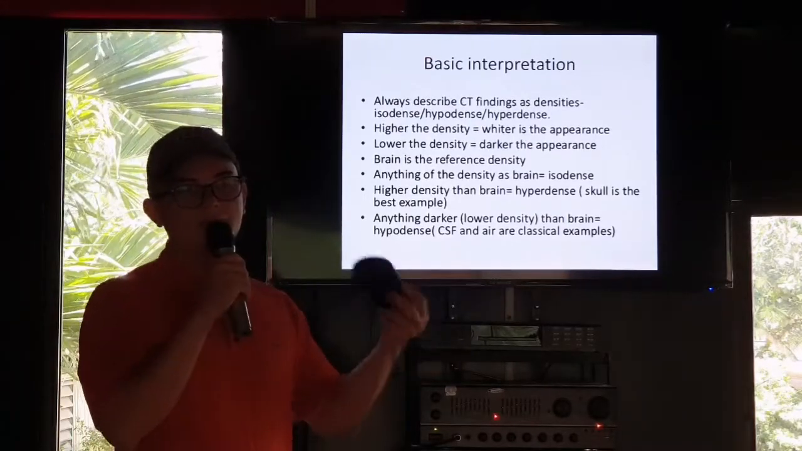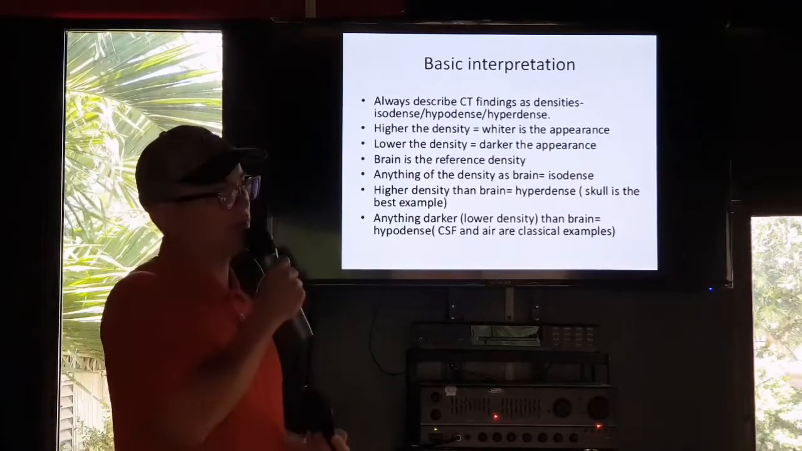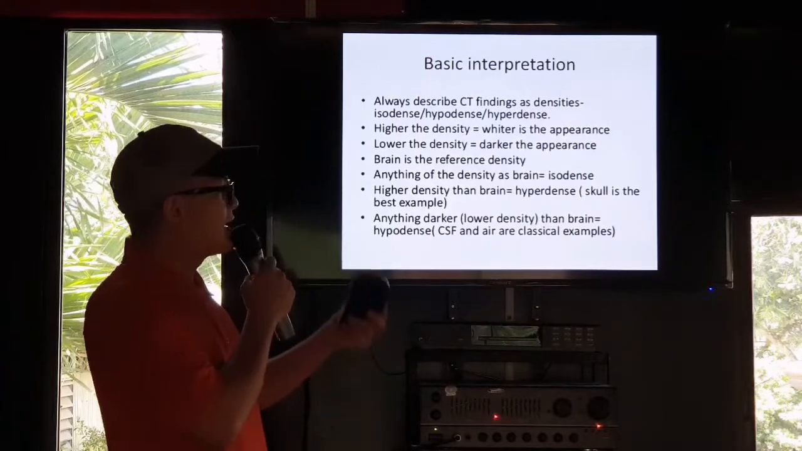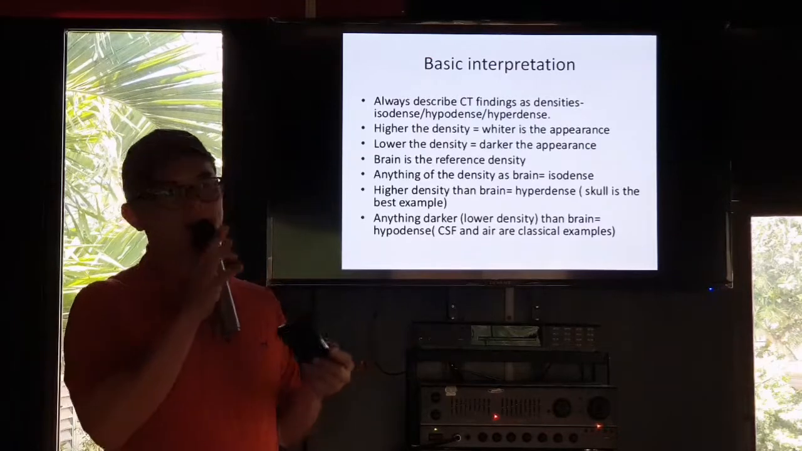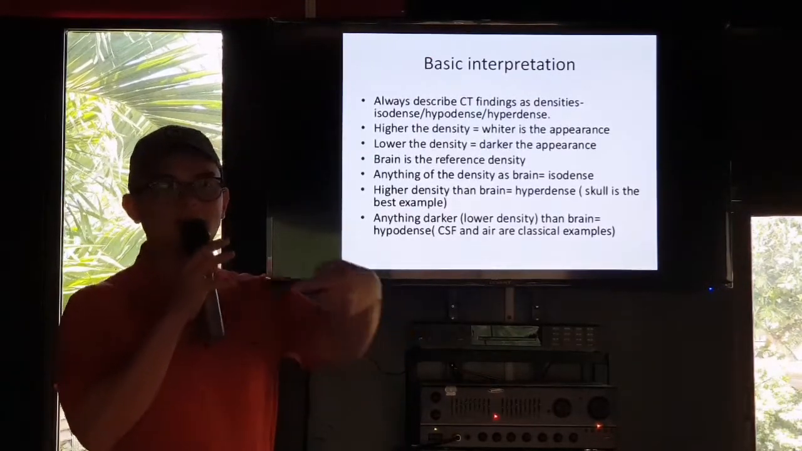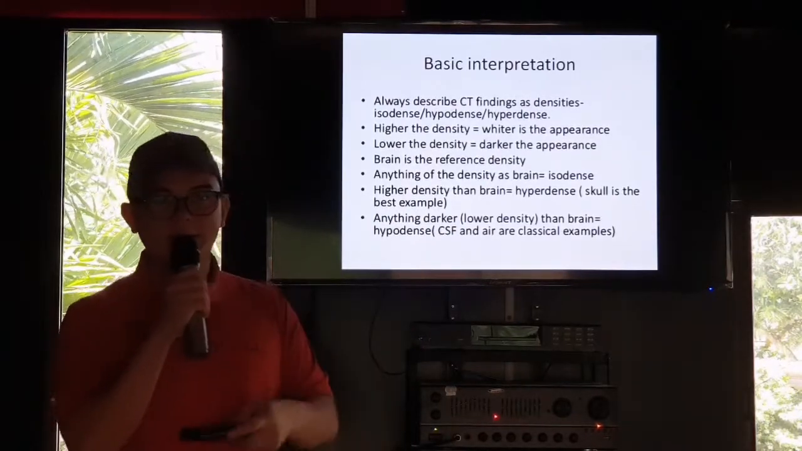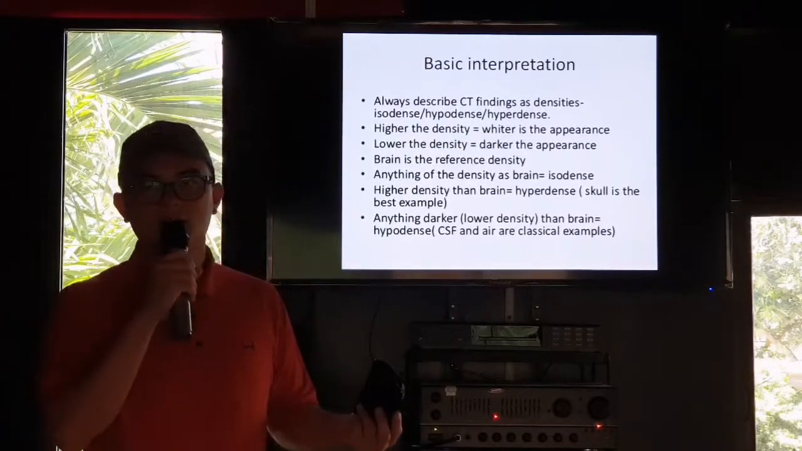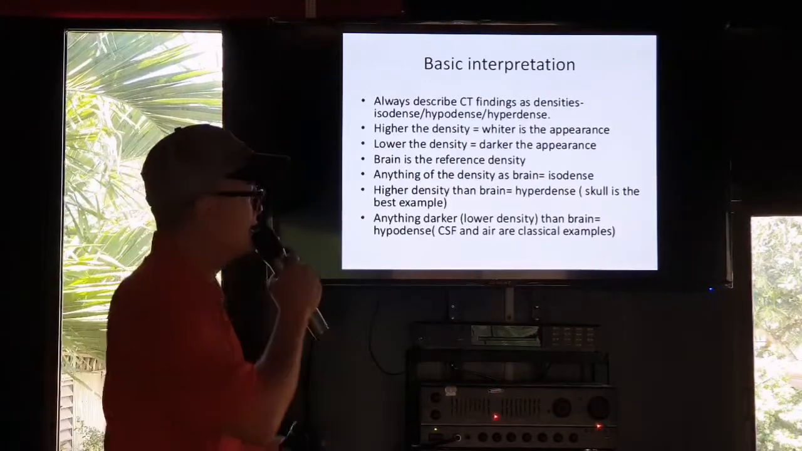Anything darker than the brain, hypodense, CSF and air are classic examples of these. Okay, CSF, largely made up of water, doesn't have soft tissue. Of course, air is black on CT. So these are hypodense to the brain. The brain and the surrounding structures are, of course, the reference density. And then you have the skull, which is hyperdense, more dense, whiter in appearance than the brain on CT scan. And of course, CSF and air are darker in appearance or hypodense to the brain. Okay?